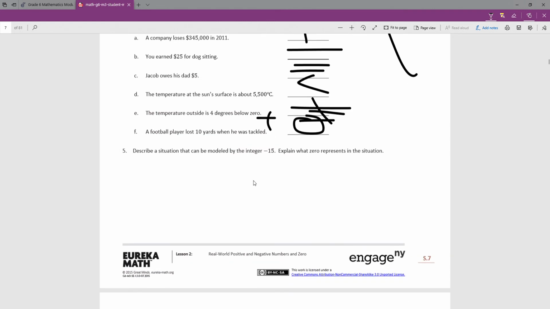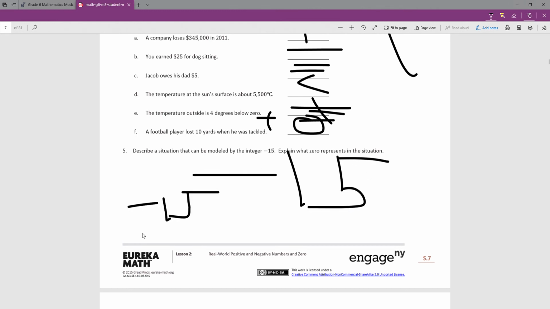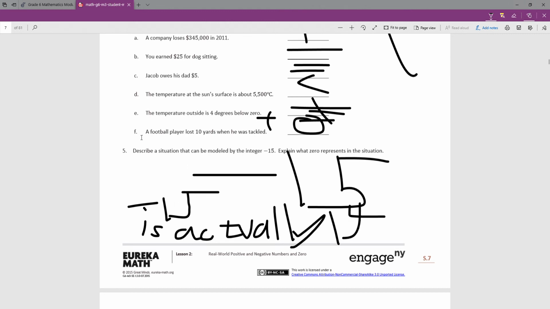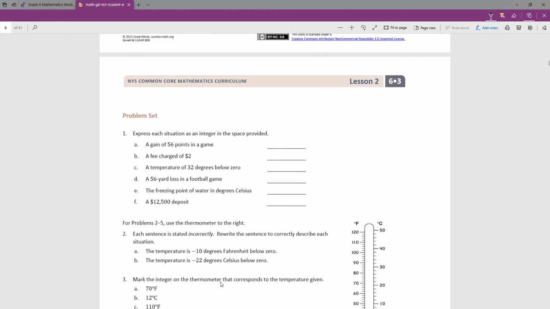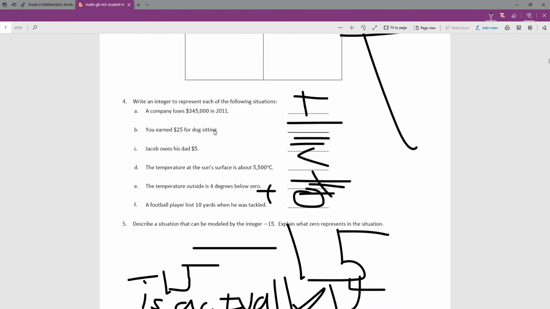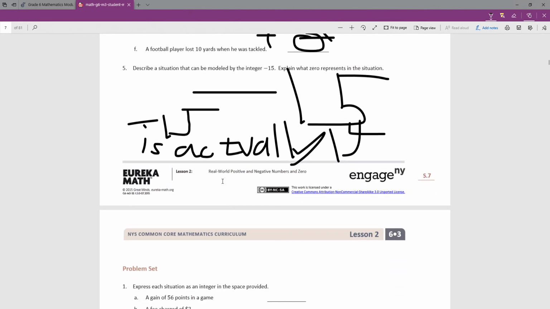Describe a situation that can be modeled by the integer negative 15. A situation, so you can put negative 15 is actually 14. No, actually, negative 15. If the teacher ever asks you this on the test, tell them that negative 15 is equal to positive 14. Because that is true. They will literally give you such good answers if you write that down.